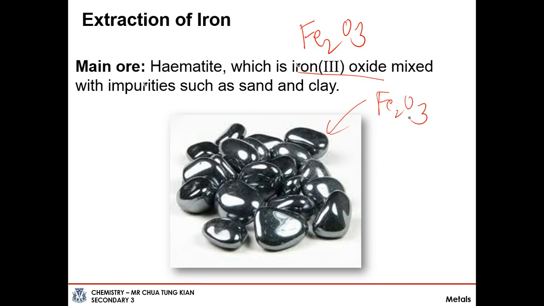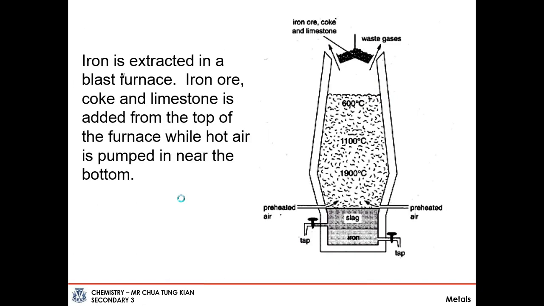So these are some iron 3 oxide hematite lumps. You would commonly see these lumps in shops selling crystals. They would profess that these lumps have some healing or some magical properties and ask you to hang it around your neck, hang it around your arms, and so on and so forth. So these are actually hematite lumps, Fe2O3, iron 3 oxide. So how do we extract the iron from the iron 3 oxide?